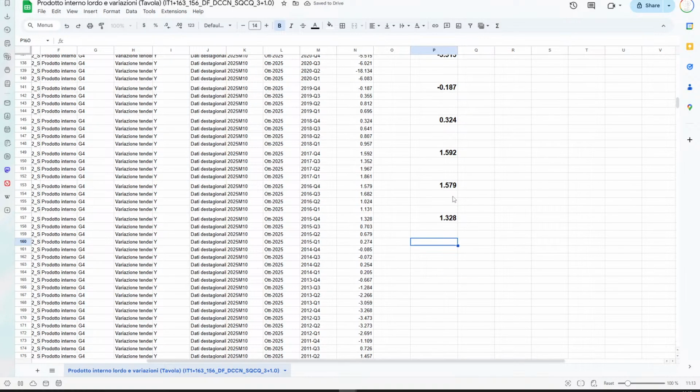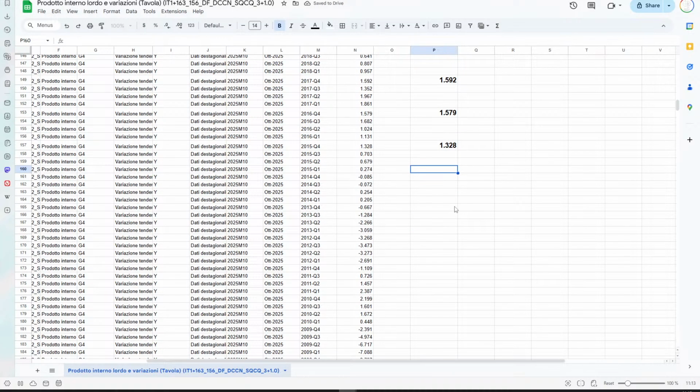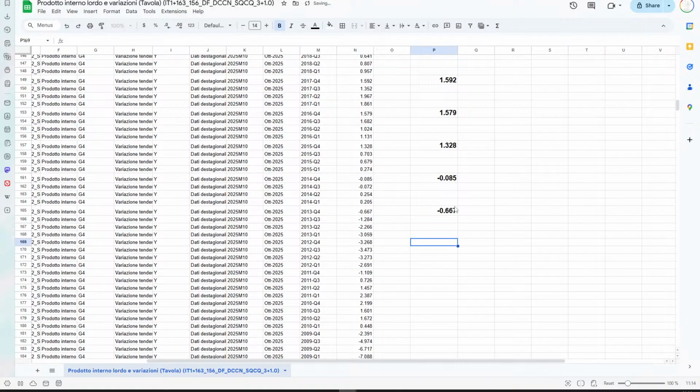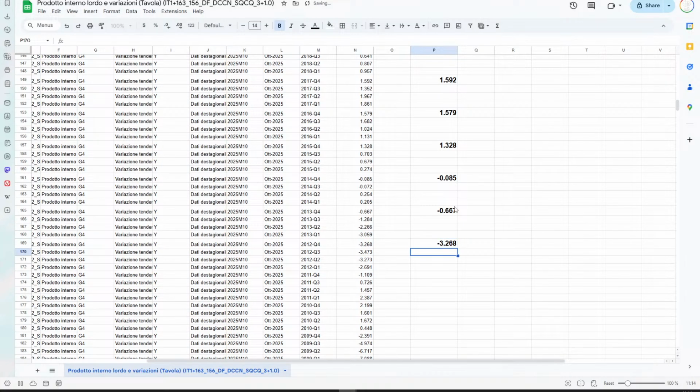Just do nominal GDP, real GDP, and it's easier for me to understand. Or gross nominal GDP. When it's congiunturale, tendenziale, it's holy crap. Okay, just standardized stuff.